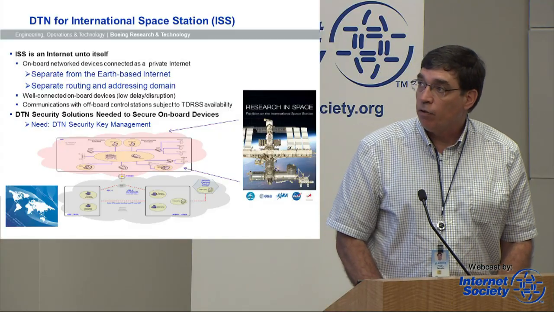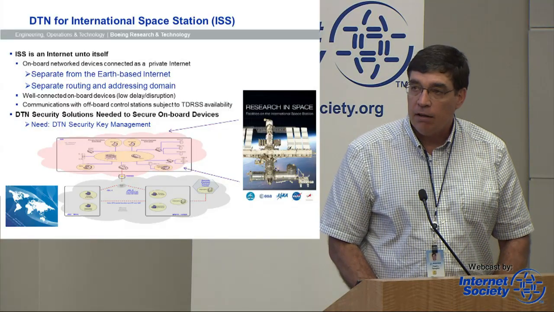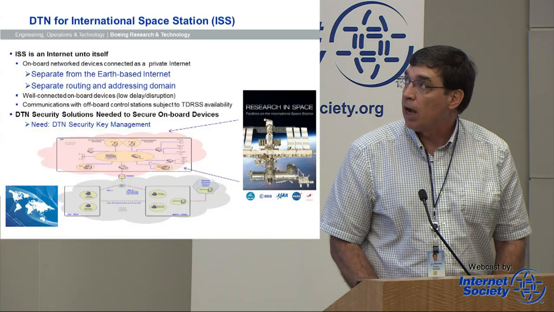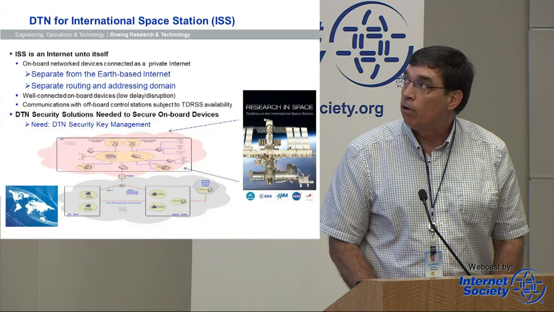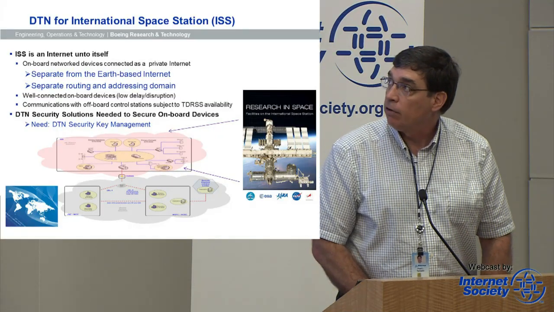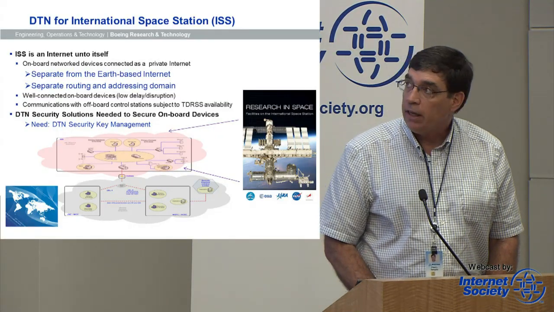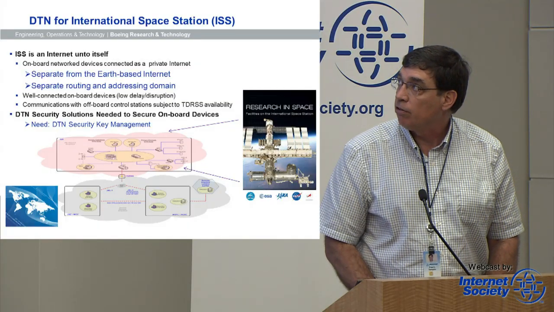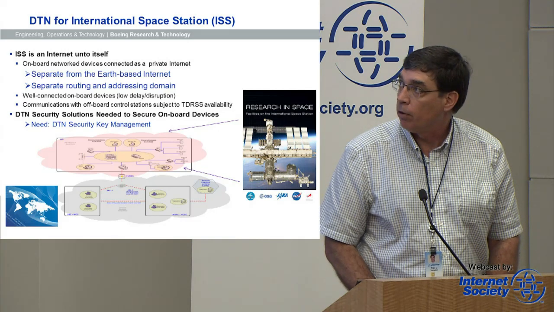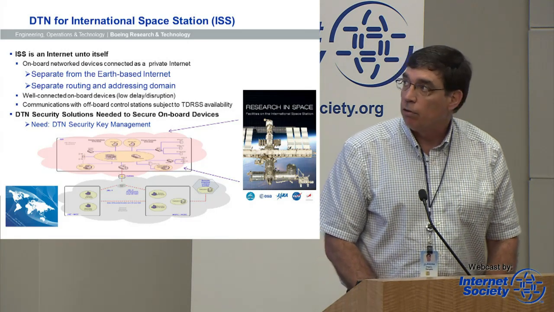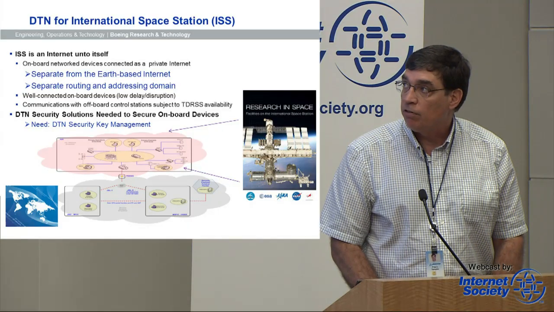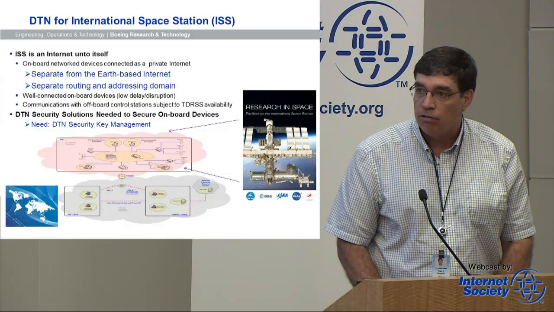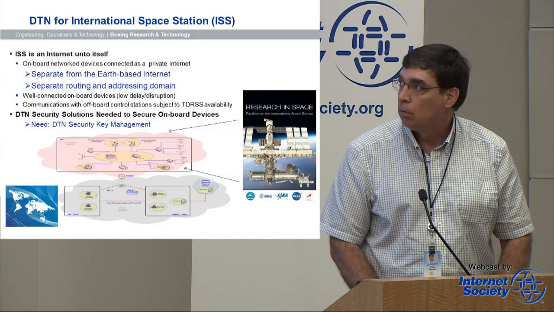So the DTN for the International Space Station: the ISS is like an internet unto itself. It's got onboard network devices connected as a private internetwork, separate from the Earth-based internet, and separate routing and addressing domains. We have well-connected onboard devices, but communications with off-board control stations are subject to TDRSS availability. So we need DTN security solutions to secure onboard devices, and in particular, we need DTN security key management solutions to help make the security solution secure.